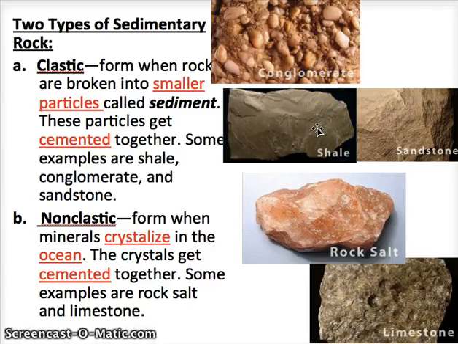The second type of sedimentary rock is called non-clastic. Non-clastic forms in the ocean, and minerals are crystallizing, and when those crystals get cemented together, it forms a non-clastic sedimentary rock. Here's some examples. We have rock salt here and limestone.